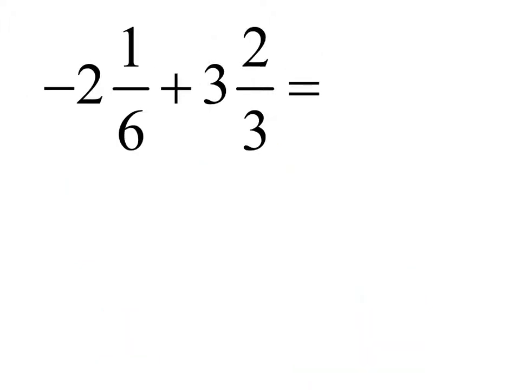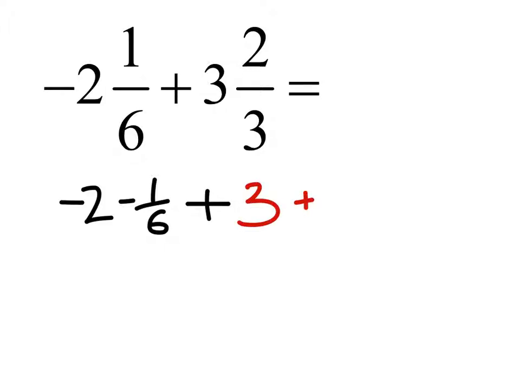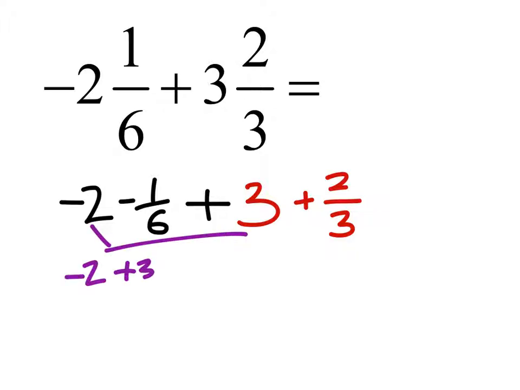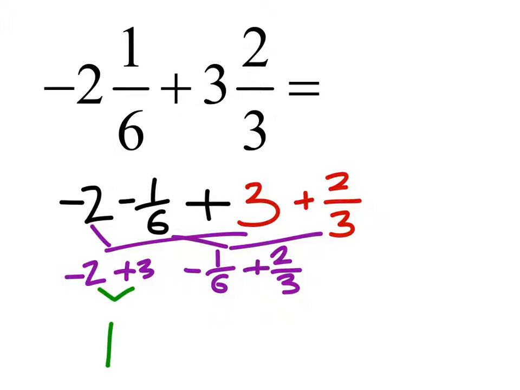So -2 and 1/6, that's really -2 minus 1/6. And then we'll add this 3, and this one is plus the 2/3 because that's a positive 3. So rearranging these, I got my -2 and the 3, and then I got this -1/6 plus the 2/3. So -2 plus 3, that's going to be 1. So we should have 1 and something.